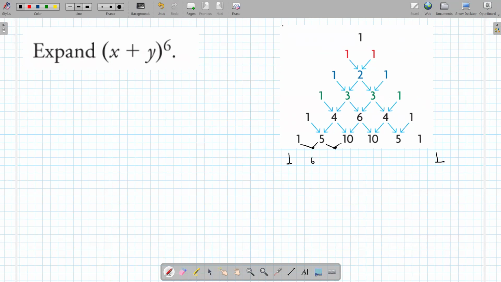So 1 plus 5 is a 6. 5 plus 10, 15. 15 plus 10, 20. 15, 6, and 1. So there we go. Those are our coefficients. So what is this thing expanded?